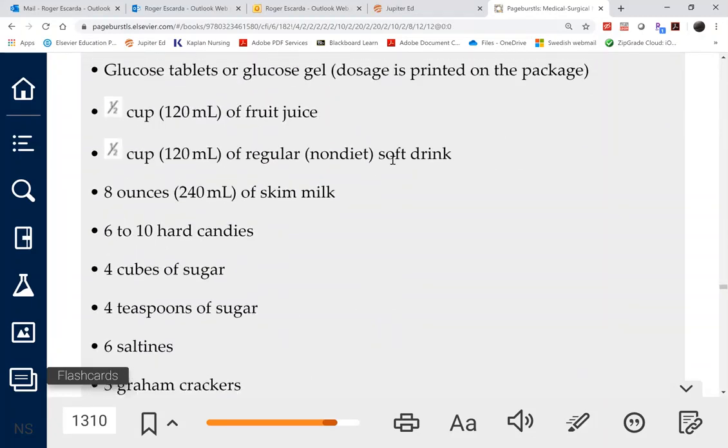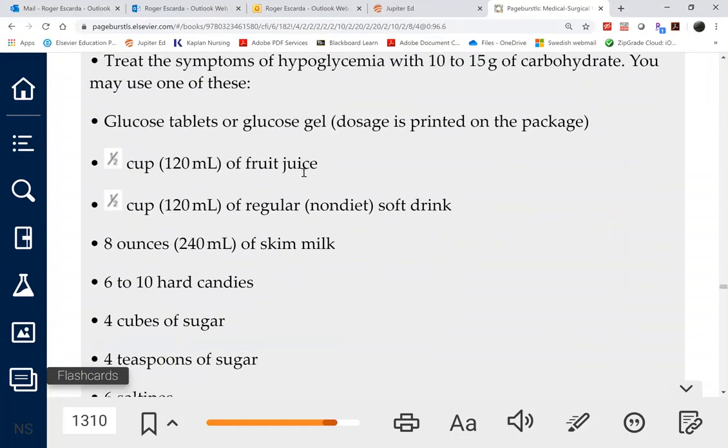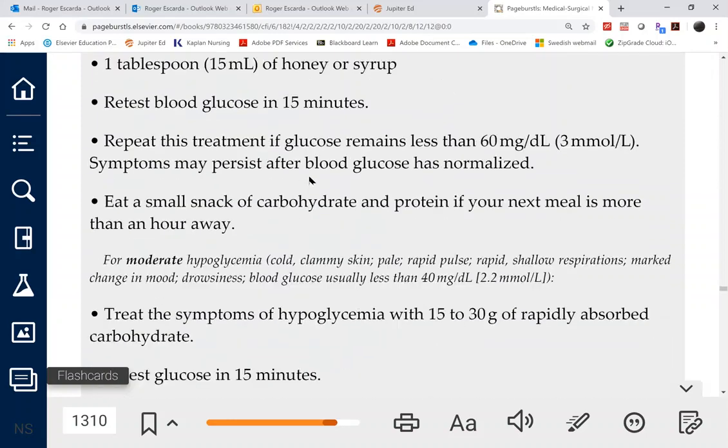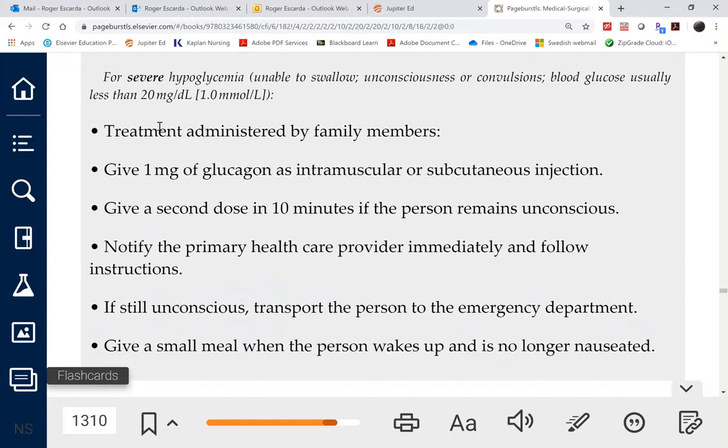Now, it really depends on what your patient's status is. If a patient is unconscious at 50, of course, you're not going to force 6 to 10 hard candies down their throat. The patient's unconscious. And in the same way, even if the patient's sugar is severely low, but they're awake, they're able to eat and swallow, follow directions, then you can also give them the PO interventions. Is that clear?